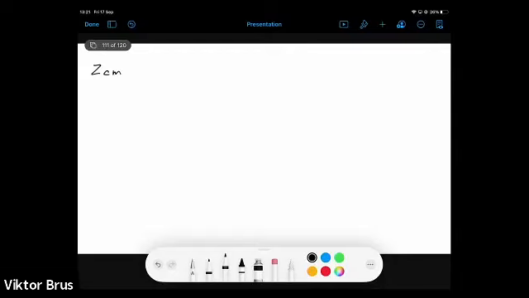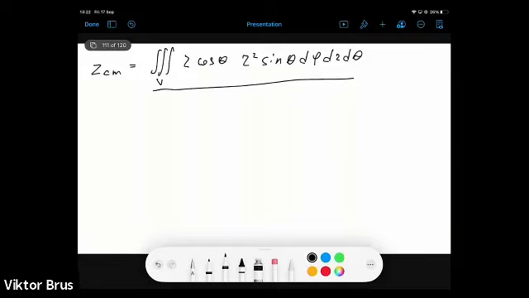So z center of mass is equal to: here we have integral over volume. Instead of z, we put r times cosine theta, which we wrote down previously, times dV, and dV we also wrote down. It would be r squared times sine theta times d phi times dr times d theta. This is our numerator, and our denominator will be just dV, so it will be r squared sine theta d phi dr d theta.